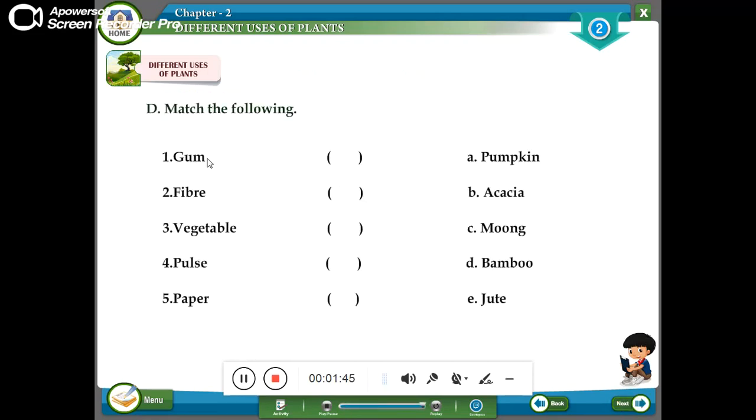D, match the following. Gum. Where do we get gum from? We get gum from Acacia. Where do you get fiber from? Fiber, jute. Cotton, jute, right. Vegetables, pumpkin. Next, pulses. Paper from bamboo.